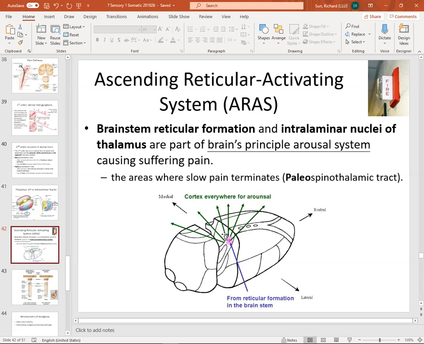So a quick question is, what are the components of the ascending reticular activating system, or what are the components that participate in this brain's principal arousal system, right? So that is the reticular formation in the brainstem and the intralaminar nuclei. Okay, so that's these two pathways.